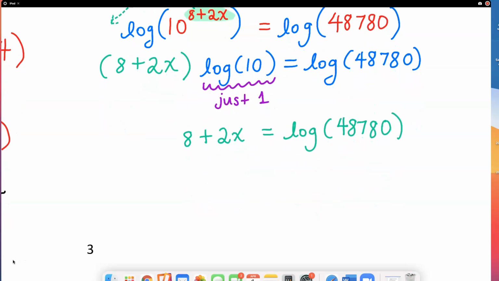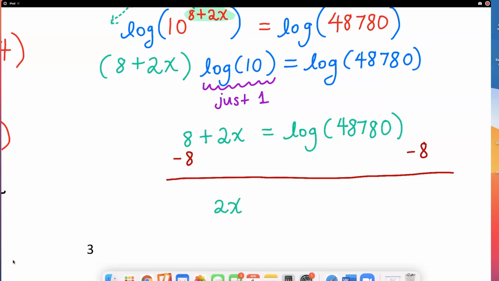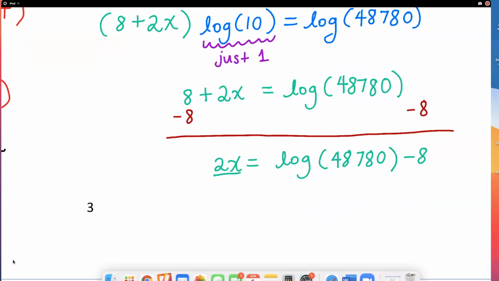Okay, let's solve for x then. Subtract 8 from both sides. But we can't really subtract 8 from that log expression, so we're just going to write it next to each other. So like this: 2x equals log 48,780. Make sure to close the parenthesis and then put the minus 8. Let's go ahead and divide everything by 2. I'll just divide the whole thing by 2 on this right side.